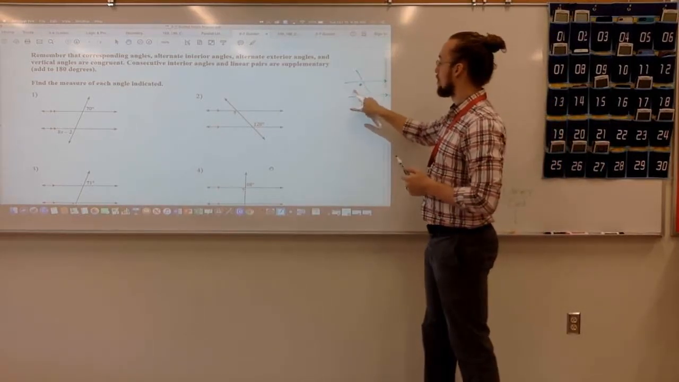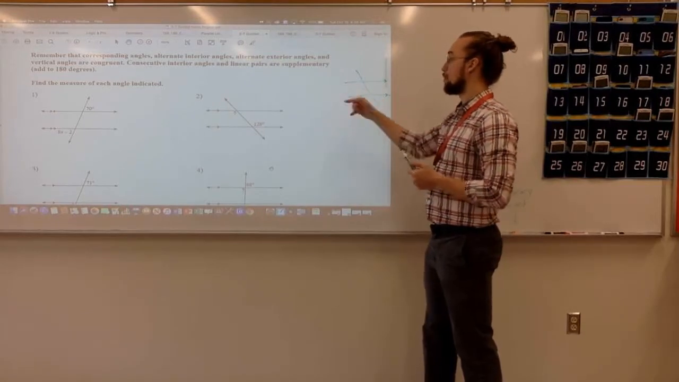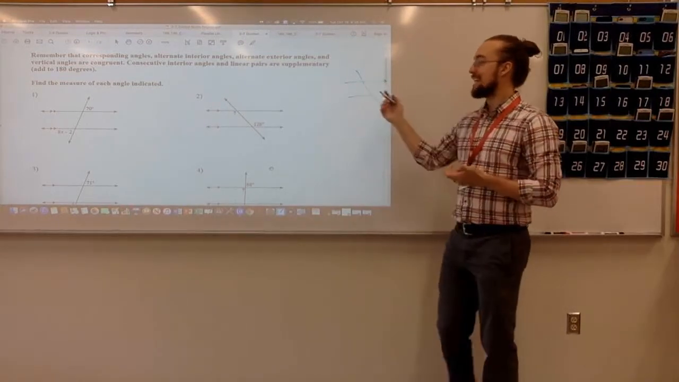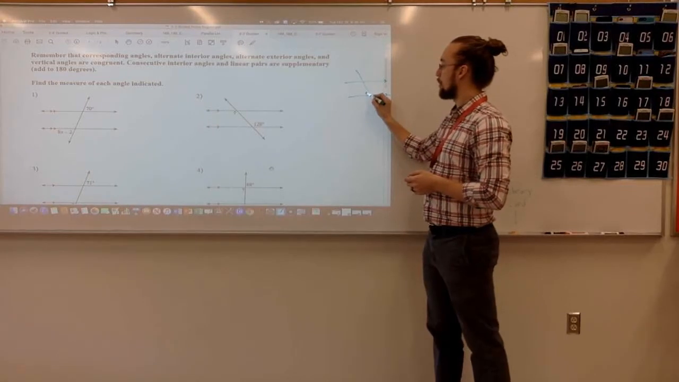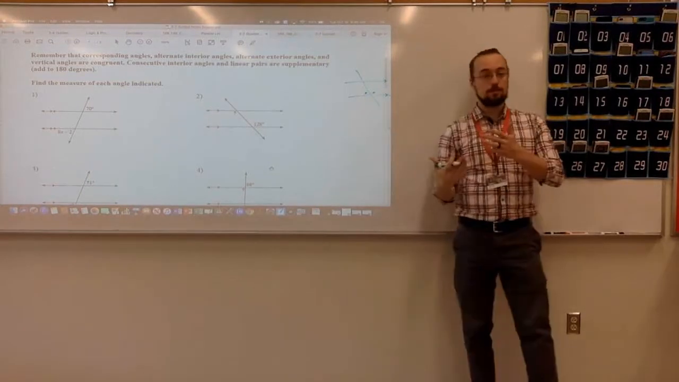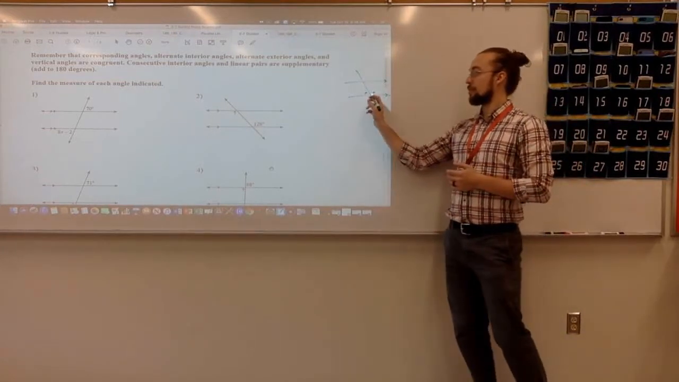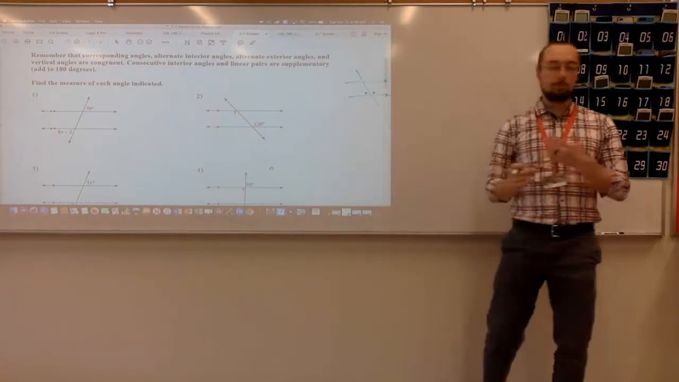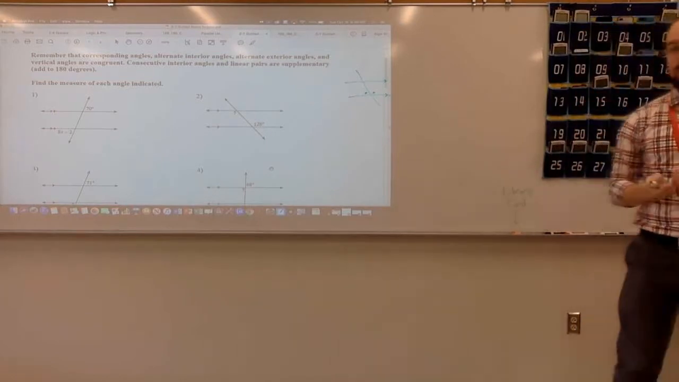And then the other final relationship that we've talked about in the past is a linear pair. Okay, a linear pair is two angles that are right next to each other, right? They're adjacent, and they make up a straight line together. So these angles would be an example of a linear pair, and they would add to 180.